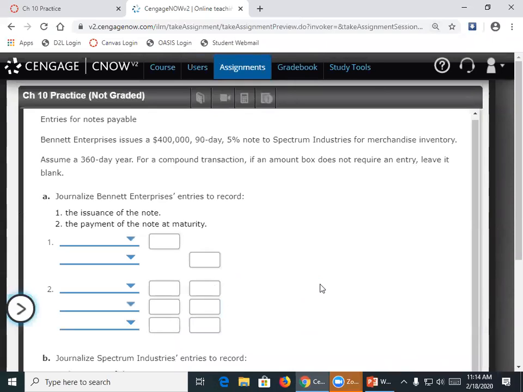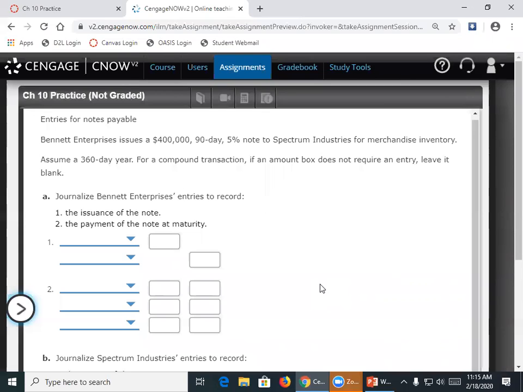Okay, so the very first one in our Chapter 10 practice is entries for notes payable. On this one, we're going to look at the journal entries from both the borrower standpoint and the creditor standpoint, so what we just kind of went over. It says Bennett's Enterprises issues a $400,000 90-day 5% note to Spectrum Industries for merchandise inventory. Assume a 360-day year, and leave it blank if there's no amount. So right now we're looking at Bennett Enterprises' entries to record the issuance and the payment.